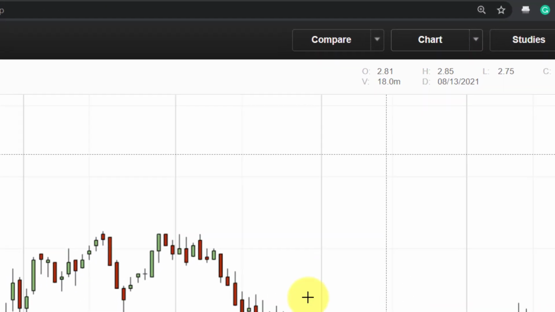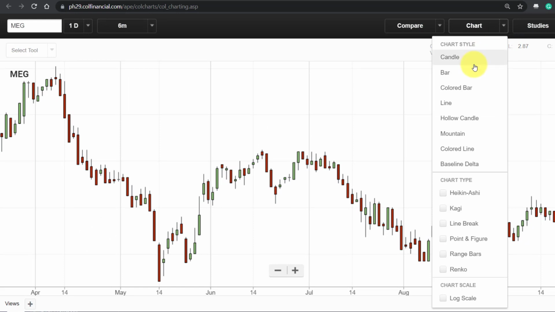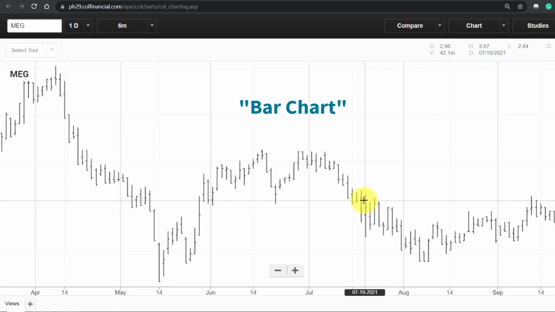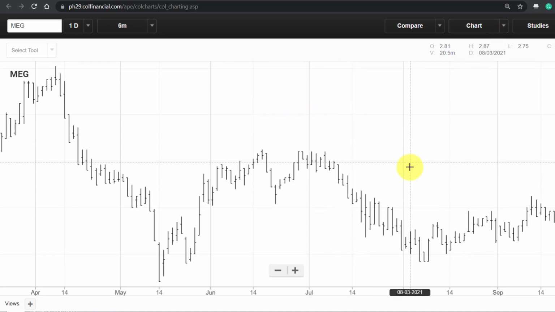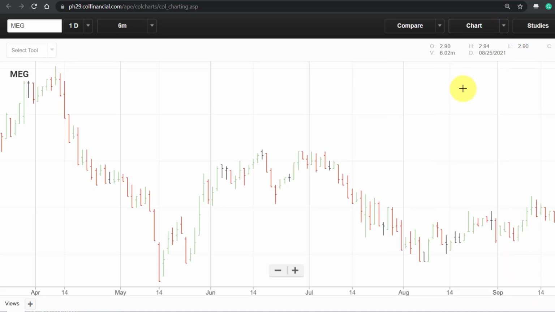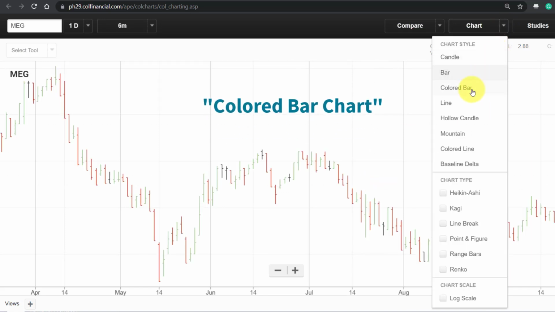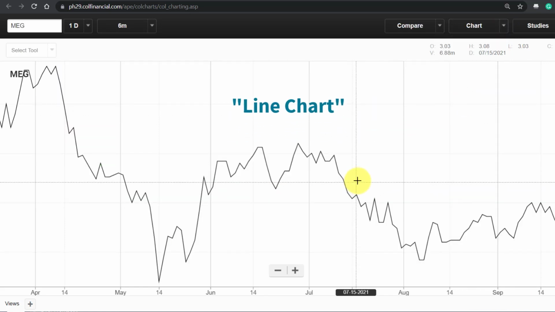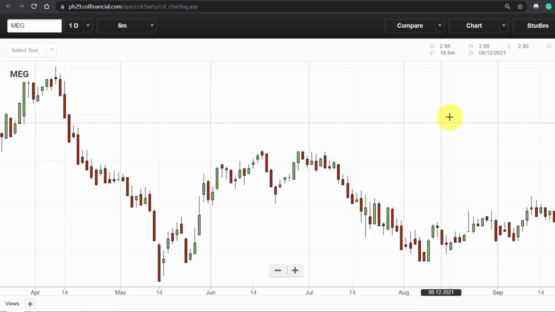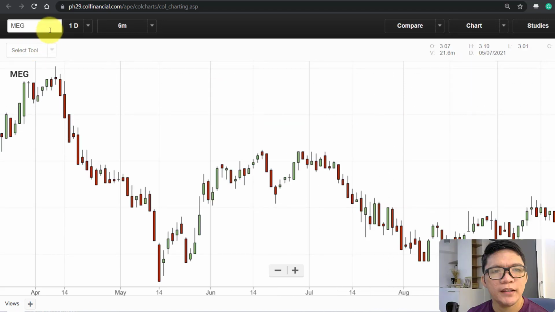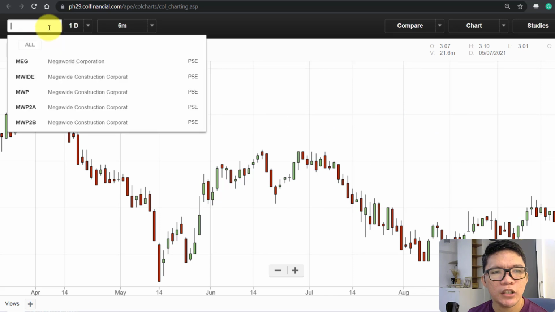You have the candle, which is the one currently displayed, and then meron tayo ditong bar. So every candlestick is converted into bar. So very similar lang, wala lang masyadong kulay. And then colored bars if you want to add colors, line if you simply want to look at the closing prices. Yeah, and then other kinds of charts here, but most of the times I would use the candlestick style. Okay, and then dito natin lalagay yung ating stock symbol.